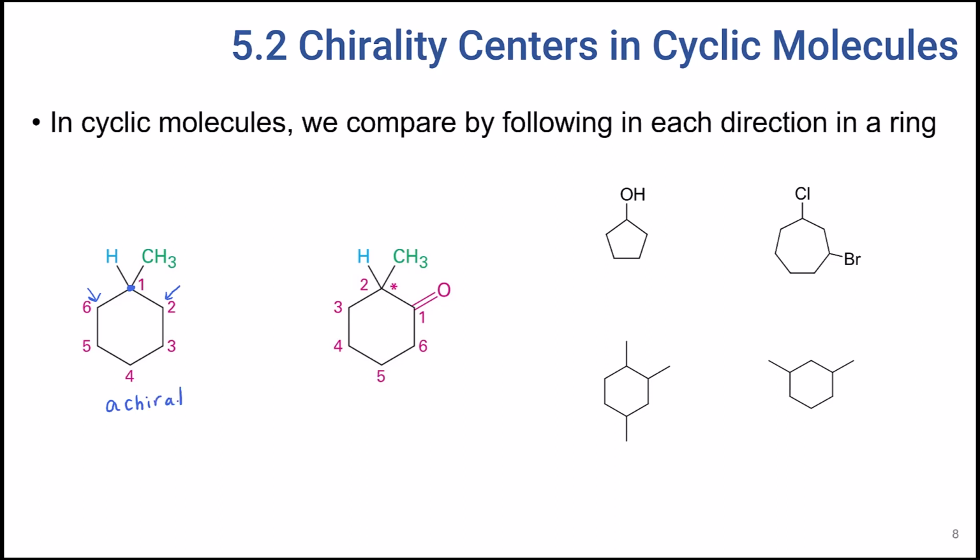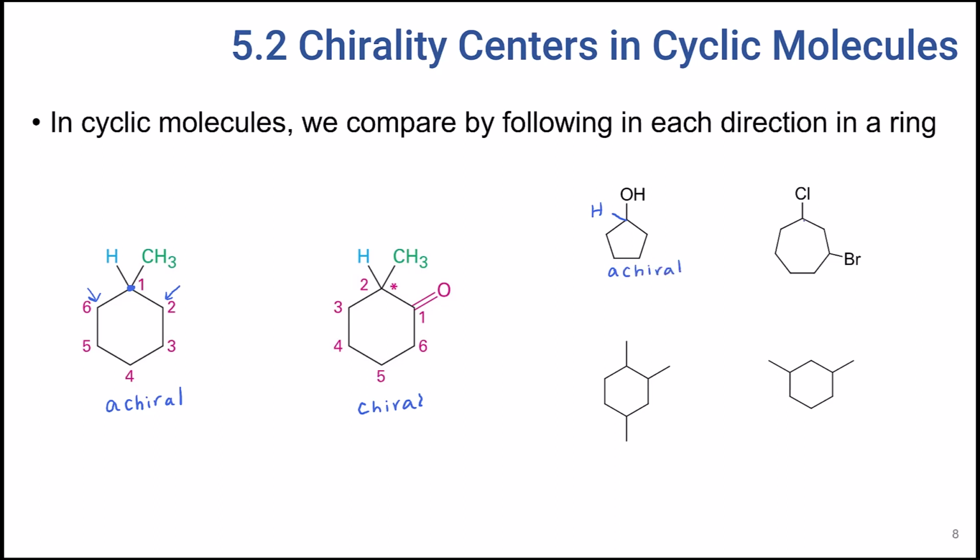If I look at the next example where there's the asterisk here, I have a CH3 and an H, so those two are different. I go to the next carbon, I have a CH2 versus a C double bonded to an O. That one is different, so this one is chiral. And then if I look at the cyclopentane with the OH, I have an OH, there's an H here. The CH2s are the same, and the CH2s are the same, so this one is achiral.